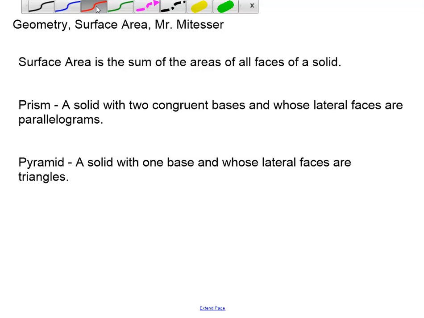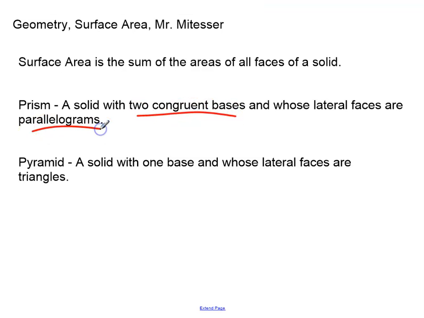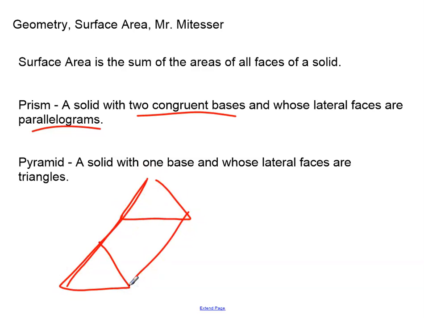A prism, this is just review. A prism is a solid with two congruent bases whose lateral faces are parallelograms or rectangles. An example would be a triangular prism. You draw the two congruent bases and then connect the vertices. The triangular prism has a total of 5 faces, 2 triangles and 3 rectangles. The height is measured as the perpendicular distance between the bases.